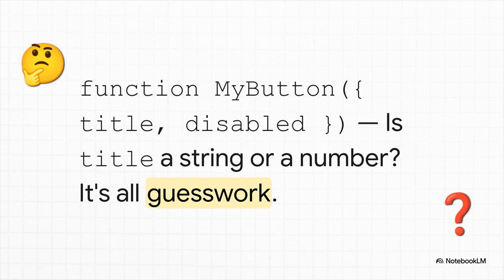Here's the old way, with plain old JavaScript. We've got a component called myButton, and it takes in title and disabled. But what are they supposed to be? Is title a string? Or maybe a number? And what about disabled? Is that a Boolean, true or false? Or is it maybe the string false? We have no idea. We're just guessing, and that's where bugs come from.